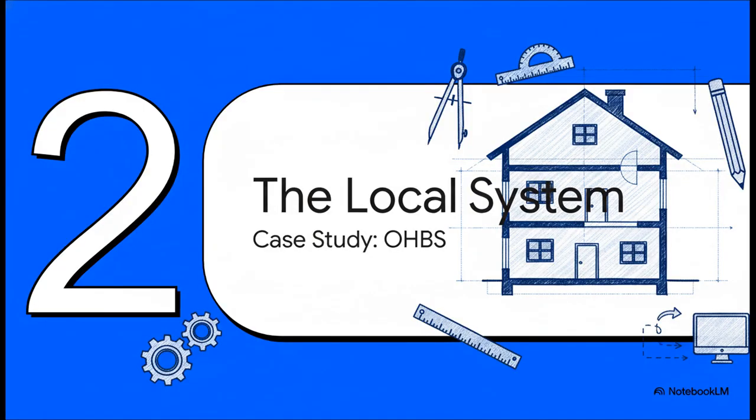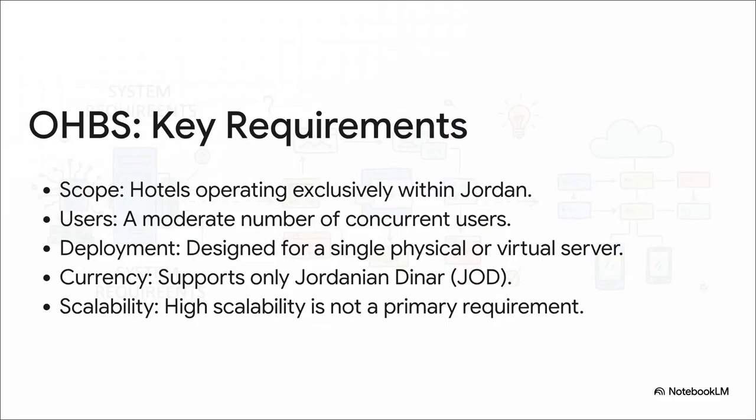To really get why it's built the way it is, you have to look at what it was asked to do, its requirements. This is like looking at the blueprint for a single, well-built house. What's really telling here is how focused these needs are. It's for one country, Jordan, it only has to deal with one currency, and this is a big one. It doesn't need to be ready for some massive viral explosion in users. The system knows its boundaries, and that's actually a feature, not a flaw.